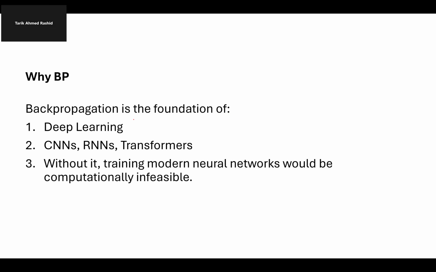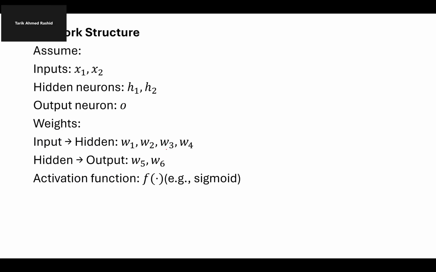Now, why backpropagation? Well, most machine learning algorithms or architectures use the backpropagation learning algorithm to train the network parameters. Examples of these are deep learning, machine learning, transformers, recurrent neural networks, and convolutional neural networks. Without it, training modern neural networks would be computationally infeasible. There are also meta-heuristic algorithms that can be used to train these networks.